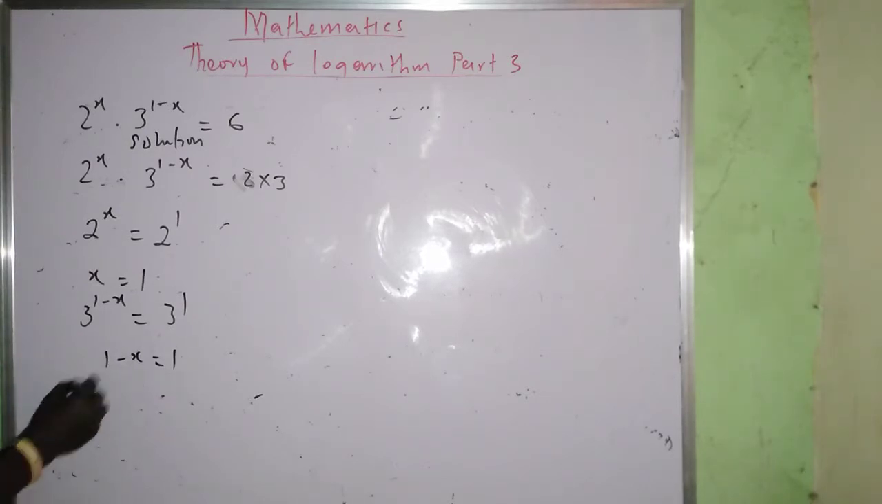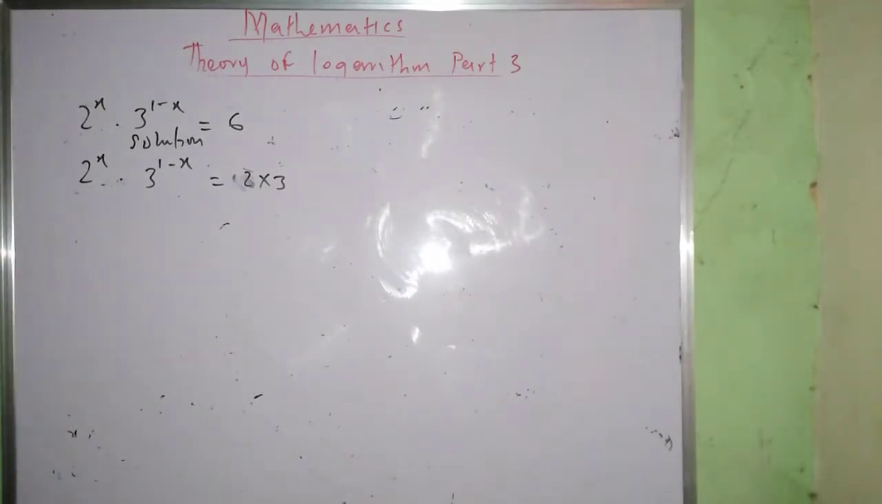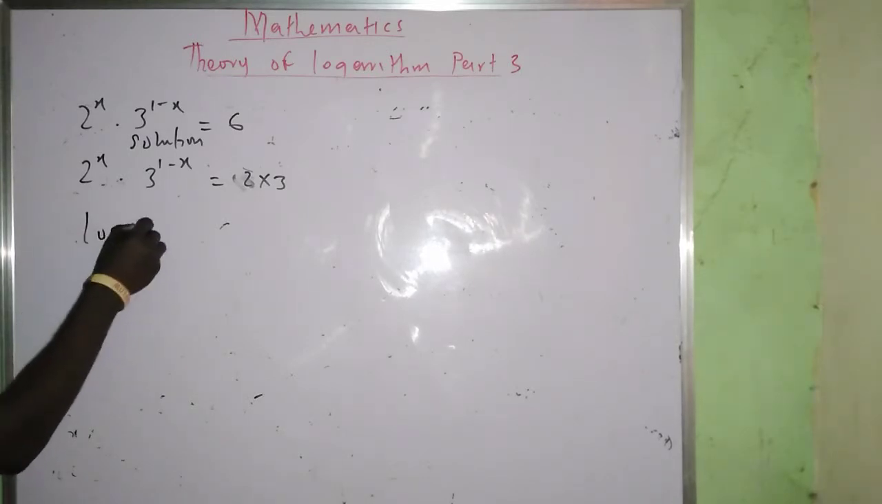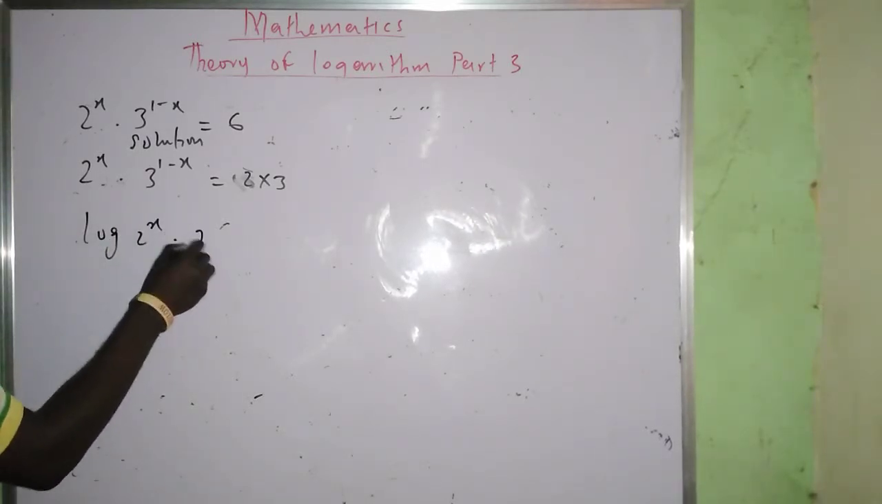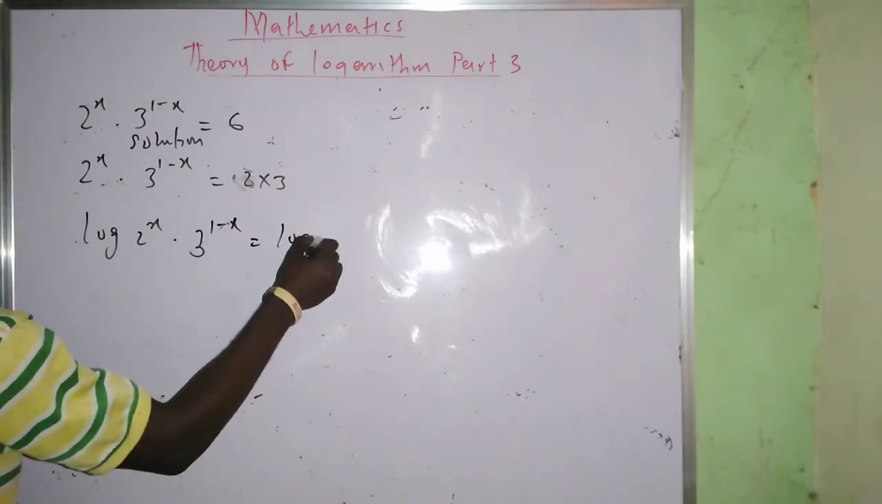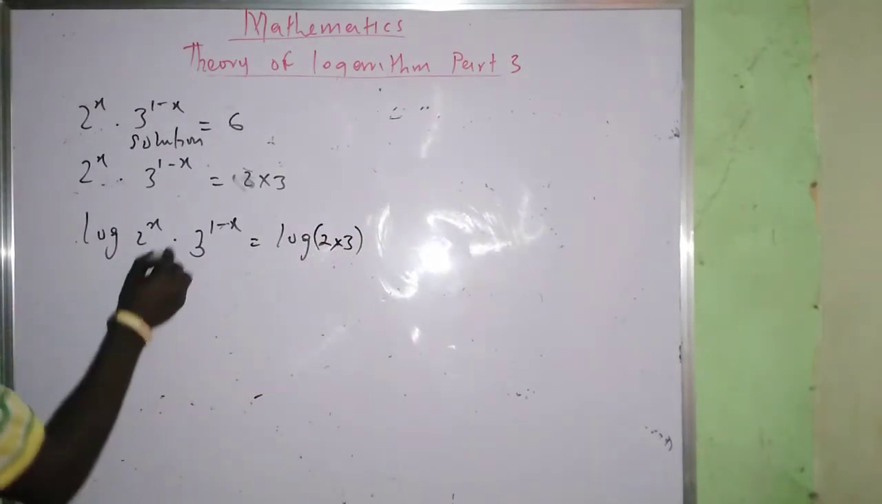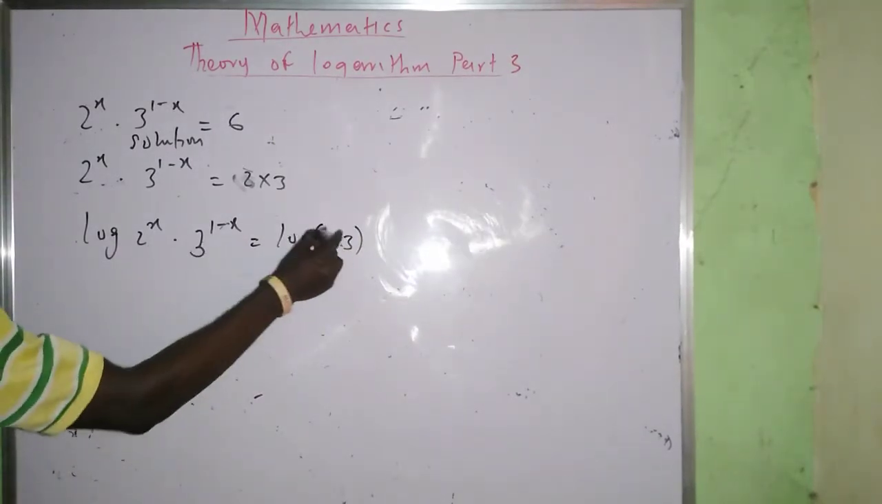1. Now, I have 0, which is not possible. Okay, which is not possible. Now, if I have something like this, I can take the log of both sides. If I log both sides, I'll have log of 2^x dot 3^(1-x) equals log of 2 dot 3. Now, dot means multiplication.